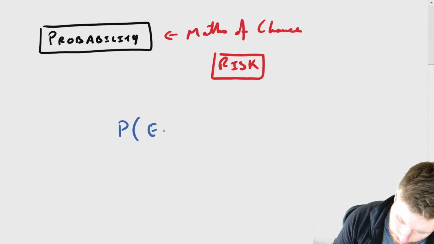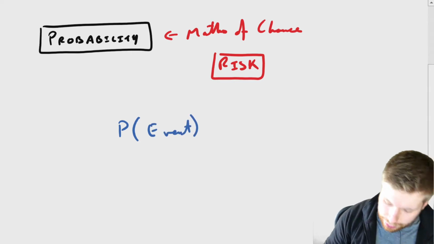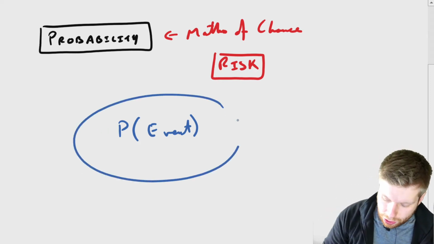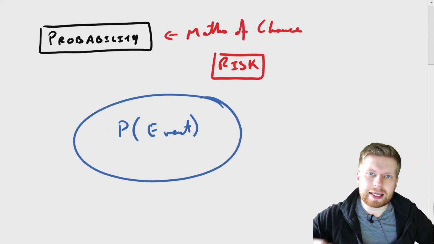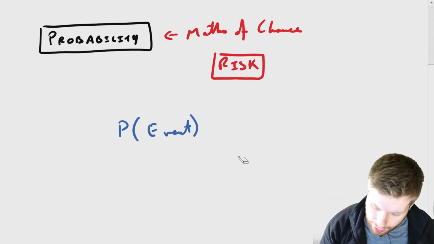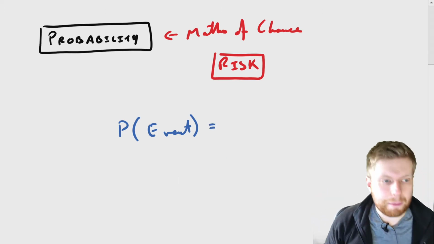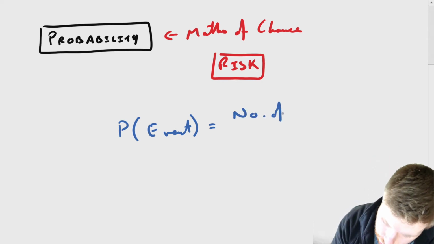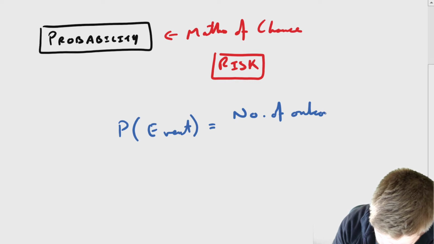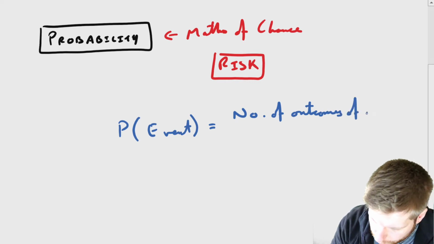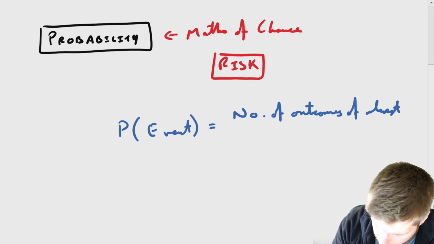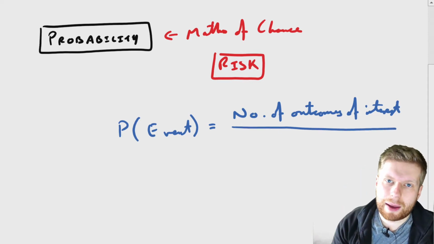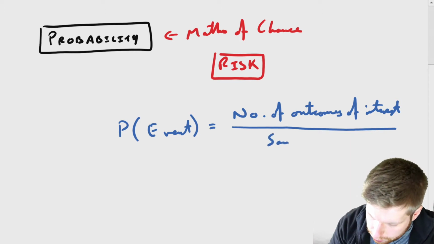So if you want to calculate the probability of something happening, the something happening we call an event, and we want to work out the probability of this event. You see the notation I'm using here, the P stands for probability, then in brackets I have the event. So the way to work out the theoretical probability of something happening is the number of outcomes of interest to us, divided by the total number of outcomes that can happen. And we call that the sample space.